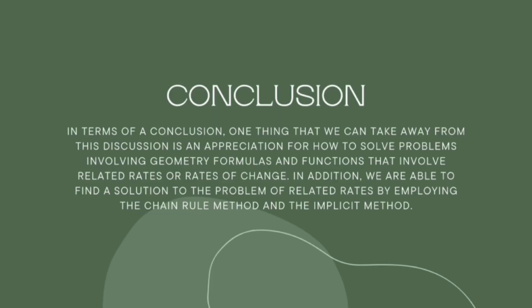Conclusion. In terms of a conclusion, one thing that we can take away from this discussion is an appreciation for how to solve problems involving geometric formulas and functions that involve related rates or rate of change. In addition, we are able to find a solution to the problem of related rate by employing the chain rule method and the implicit method.